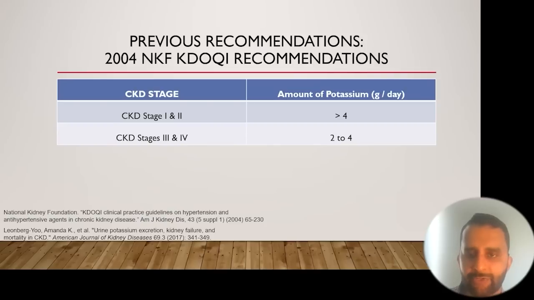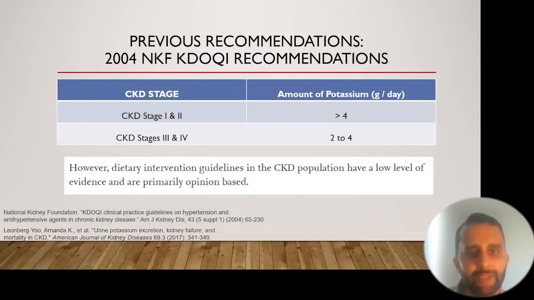One of the big restrictions in these diets was actually the amount of potassium. And previous recommendations have stated to limit the potassium content to 2 to 4 grams for those with CKD stages 3 and 4. These recommendations were based on a very low level of evidence and were actually primarily opinion-based.